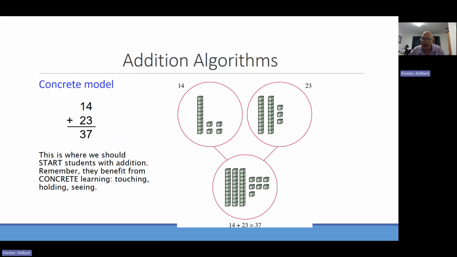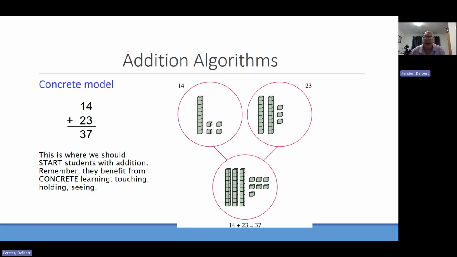All right, so that's worth 10 of the little guys, and 14 would be 1 stick and 4 littles. The second circle has, you guessed it, 23. That's 2 sticks and 3 littles. And if you put them all together into the third circle, holy cow, it looks like you have 3 sticks and you have a total of 7 littles. So the correct addition arithmetic is 37.